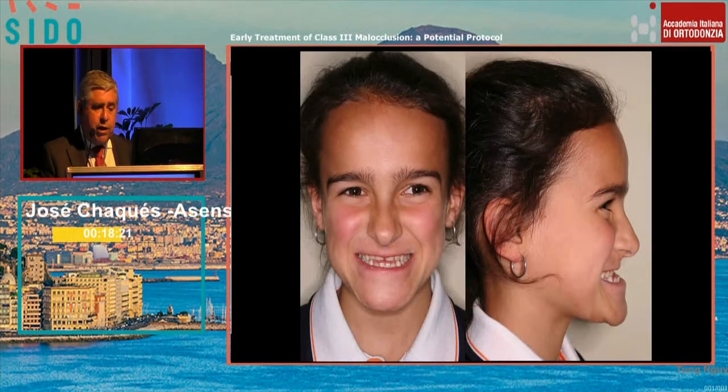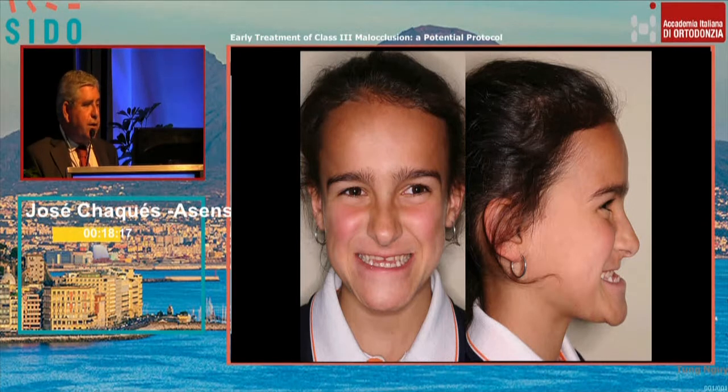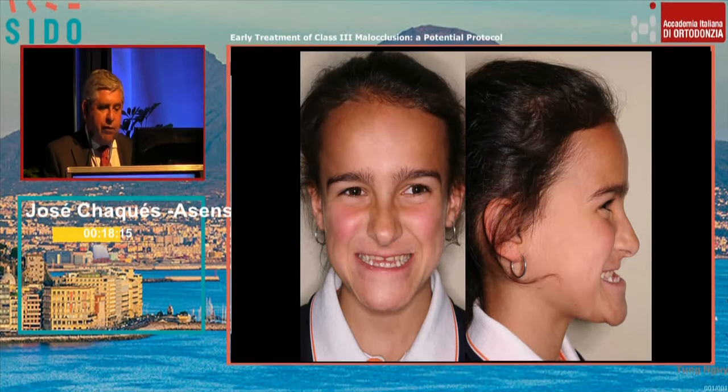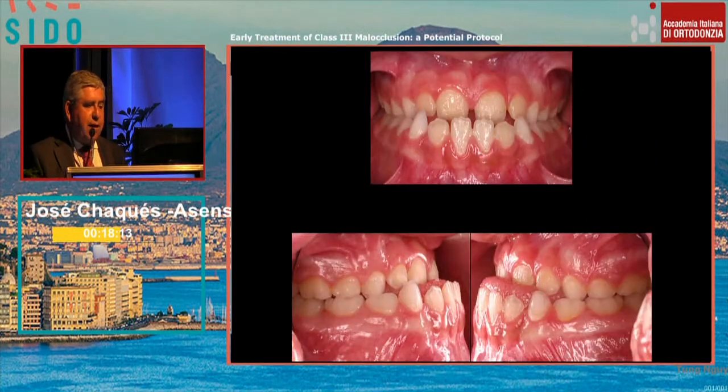The intraoral view reveals bad news because the malocclusion is also very severe from that point of view. As a matter of fact, we have a negative overjet of 9 millimeters. We have a class 3 of 10 millimeters.